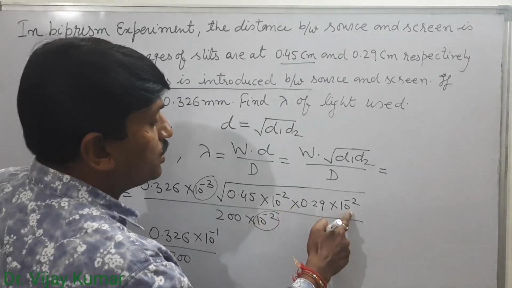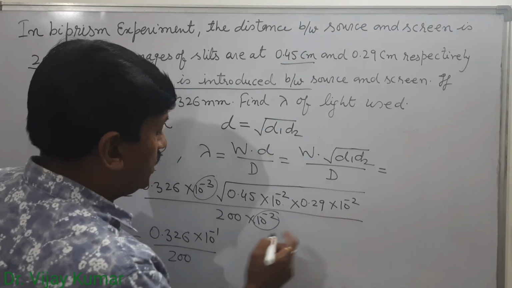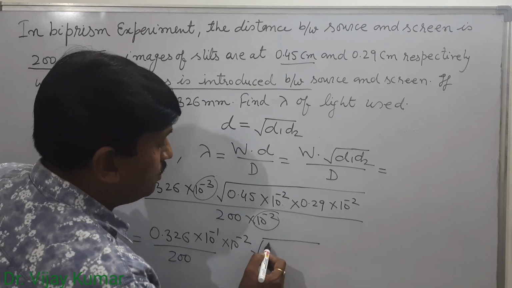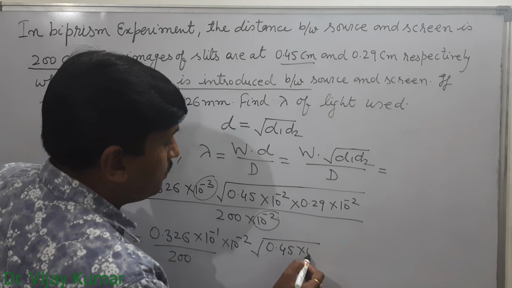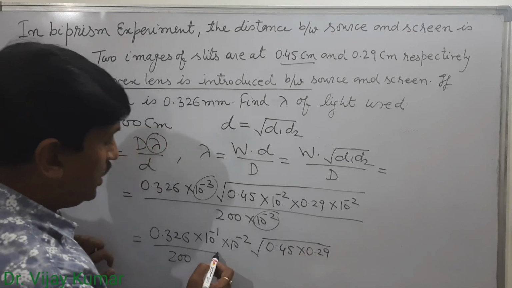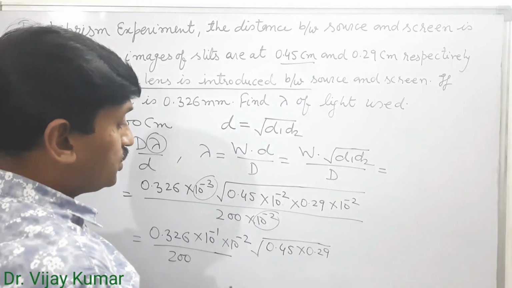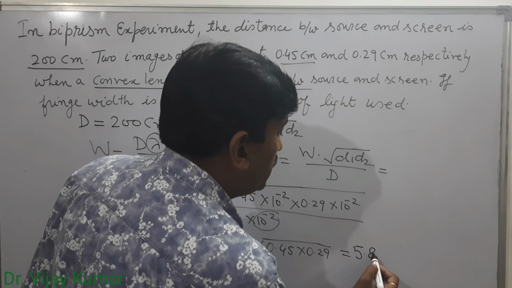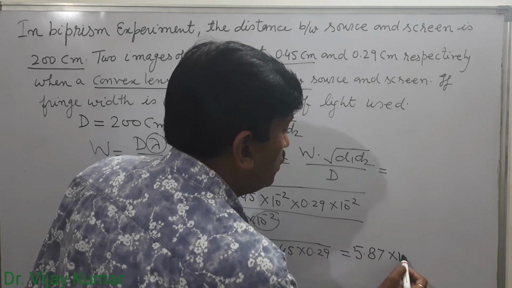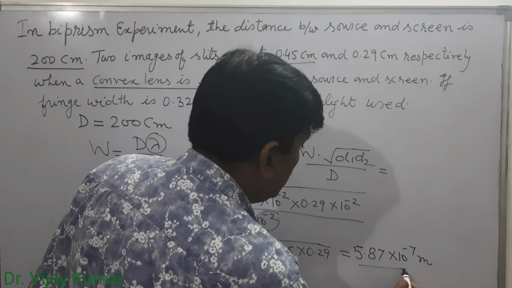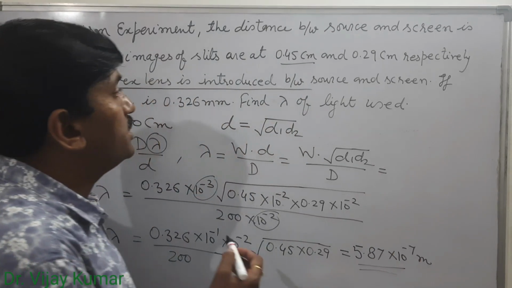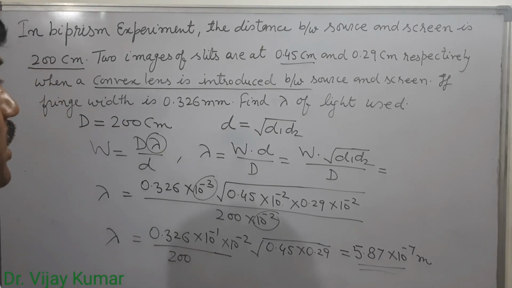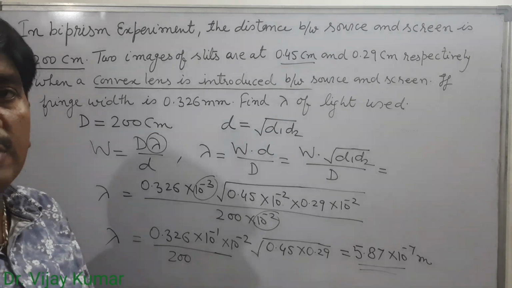10 to the power minus 2 into 10 to the power minus 2 is 10 to the power minus 4, and under root it becomes 10 to the power minus 2 under root 0.45 into 0.29. After solving it, it becomes 5.87 into 10 to the power minus 7 meter. This is the wavelength of the light which is used in this numerical. So this is the second type of numerical, which depends upon the Fresnel Biprism experiment.